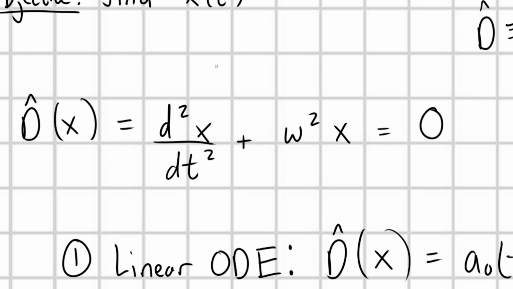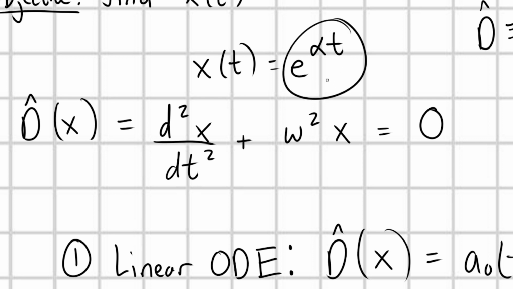I can think of one function, right? x as a function of t equals e to the alpha t, right? If I take derivatives of that, that's going to give me e to the alpha t times a constant. And that looks promising, right? Because if I plug that in for x, it's also going to give me e to the alpha t. And maybe I could get those e to the alpha t's to cancel out with each other for some value of alpha, right? So this is a very common ansatz, e to the alpha t.